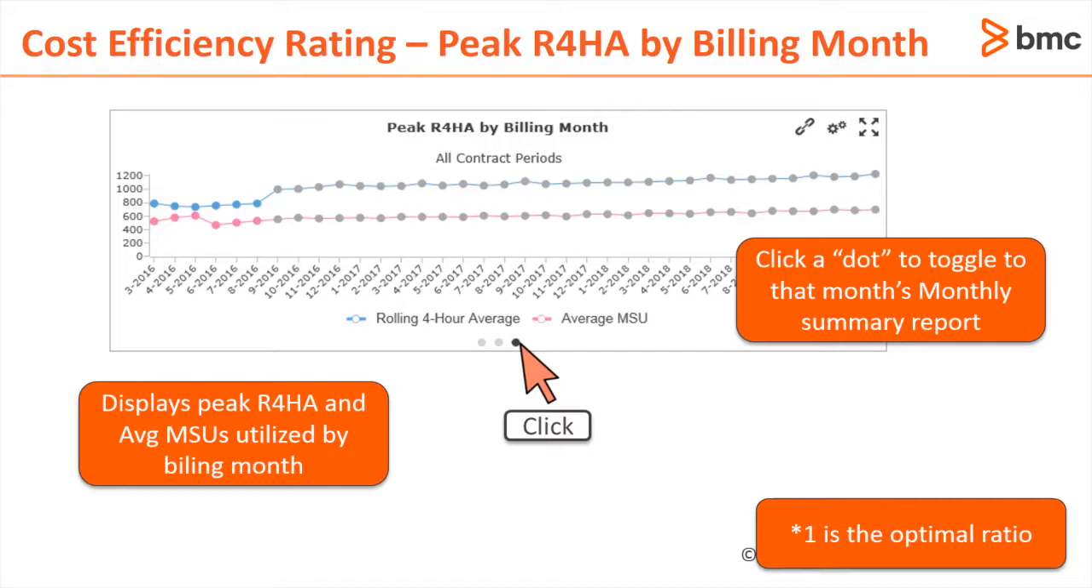On the other hand, if the chart for the peak rolling 4-hour average for a month contains a sudden spike and the average MSU usage for the same month remains level, it indicates that during the month there may have been a problem. In this case, you should investigate what event occurred to cause the surge.